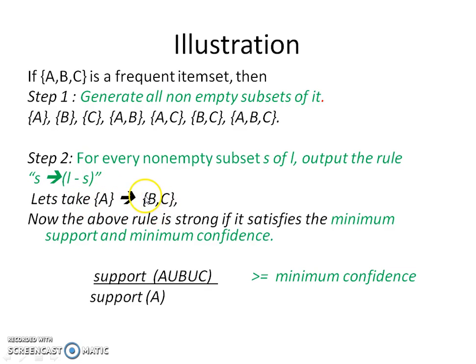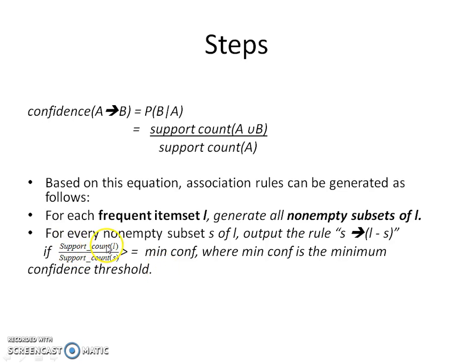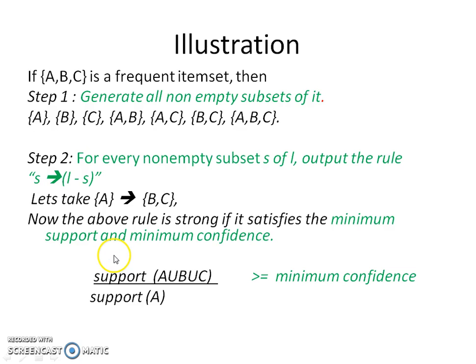So the rule is A implies B, C. Now the above rule is strong if it satisfies the minimum support and minimum confidence. Minimum support is automatically satisfied because we do this only after the frequent item sets are mined. For minimum confidence, we will have to look at the support count of L and the support count of S. Here S is A, so we put the support of A. And what is L here?